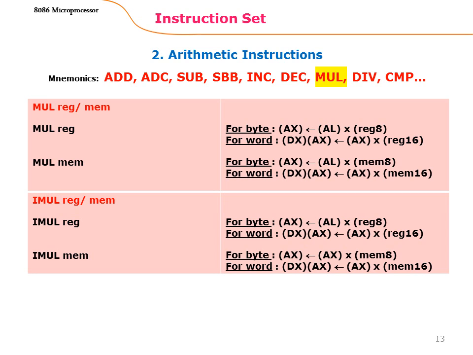IMUL. IMUL is an instruction which is used to perform signed multiplication operation. That is IMUL register or IMUL memory. And the default destination is the accumulator.